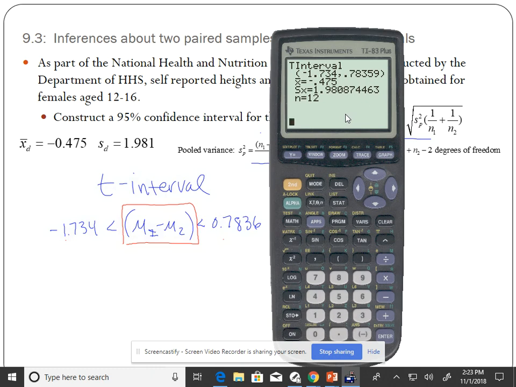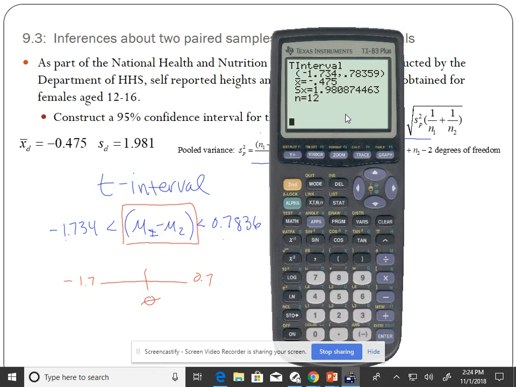Now notice that between these two, negative 1.7 to 0.7, the interval contains 0. And what we were testing for, the claim originally, is that there was actually no difference in the means, that people measured and reported pretty much accurately. So this also supports that we should not reject that claim that they're equal.